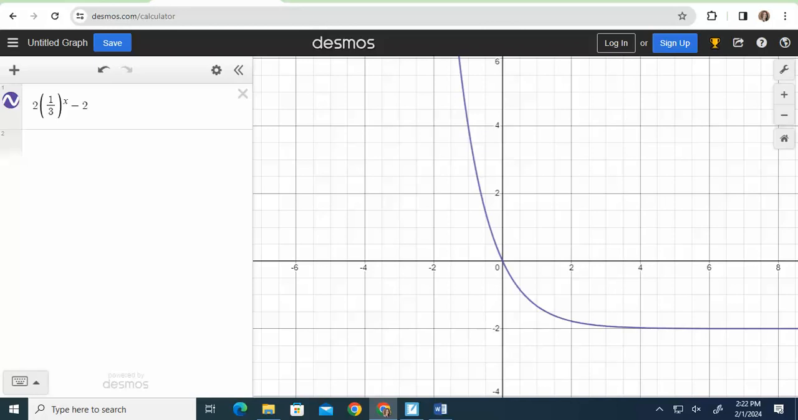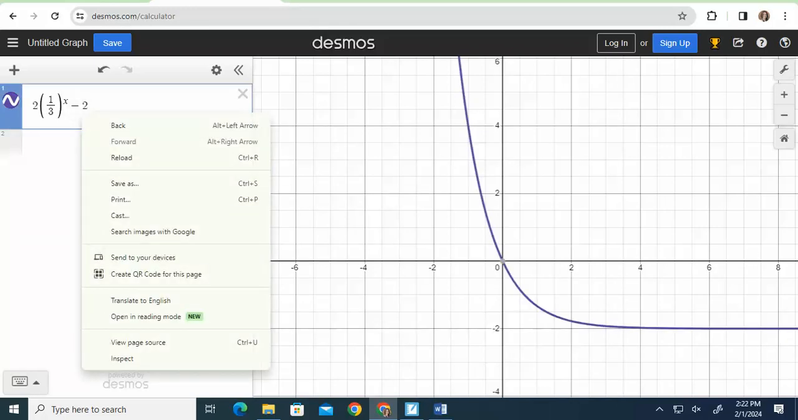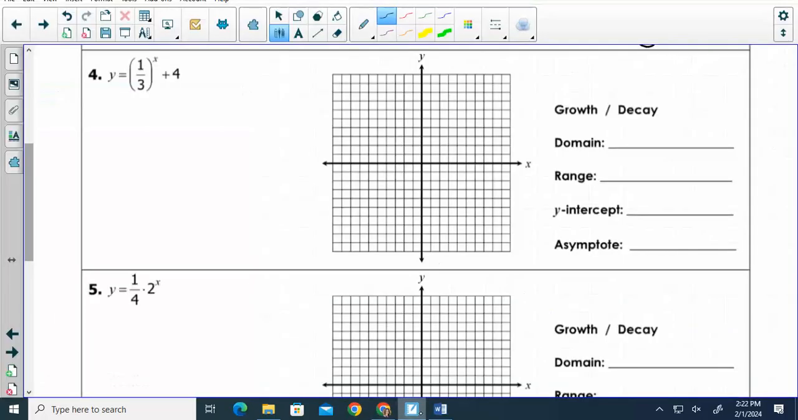So let's see, did it happen again? We have the -2 here, here, and right there. Okay, so that adding or subtracting on the end, it's changing your range and your asymptote. Where your range starts, that's where the horizontal asymptote occurs. All right, let's look at our notes. Then we have a few of these left that we're going to do.